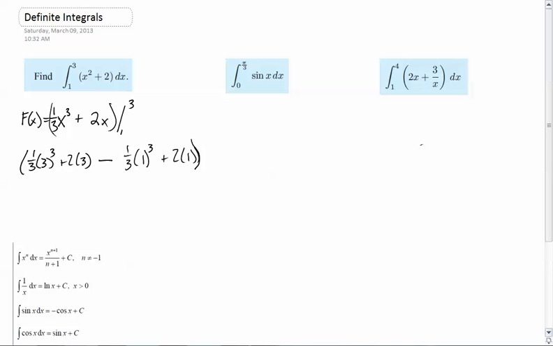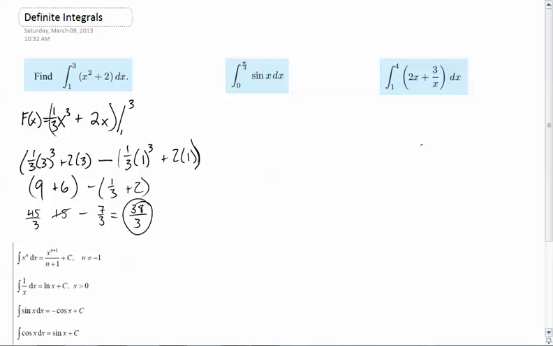And so from there we should be able to work it out. So 1/3 of 3 to the third is 27, which is 9. And then plus 6. And then we'll go minus. So 1/3 of 1 will be 1/3, and then plus 2. So in the end we've got 15 minus, so that would be 6 over 3, so minus 7 over 3. And so our final answer is 38 over 3, because 15 is 45 over 3. And so we just subtract and we get 38 over 3, which is the area from 1 to 3 of this function. Right? Not too bad, right?